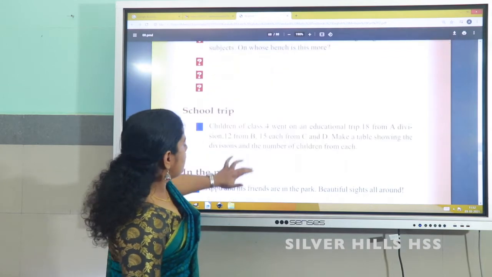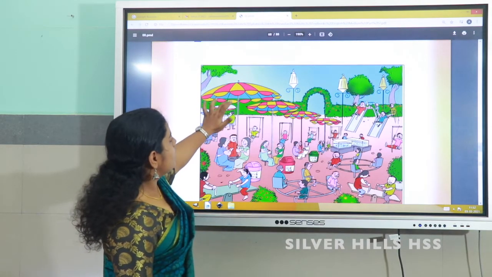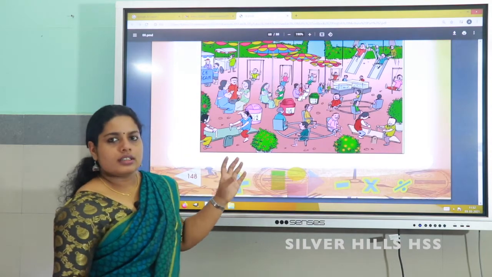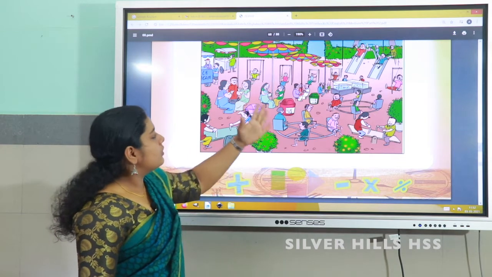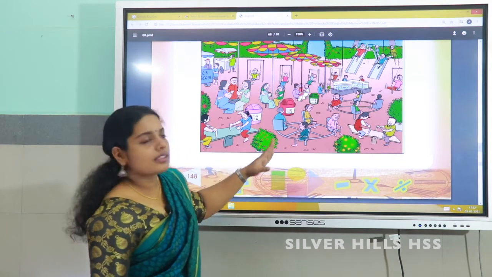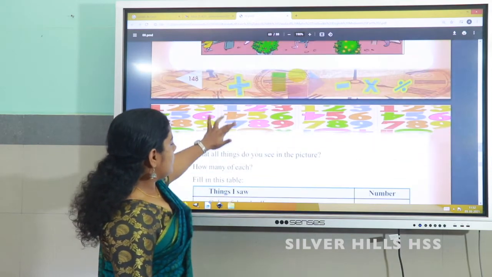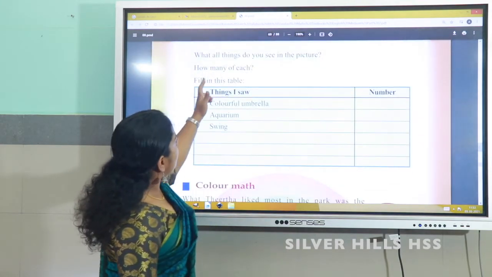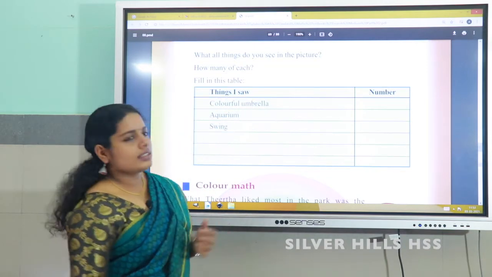Now, here we have the picture, In the Park. What we have to do here is, this picture is given. So many students are playing in a park, and so many things are there in this park. So, what we have to do is, what all things do you see in the picture? How many of each? Fill in this table.